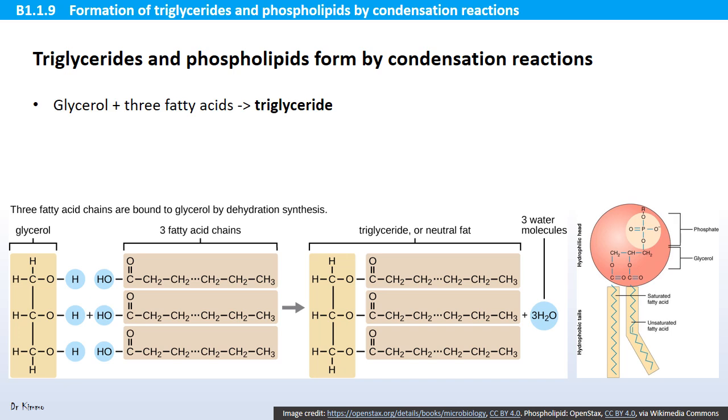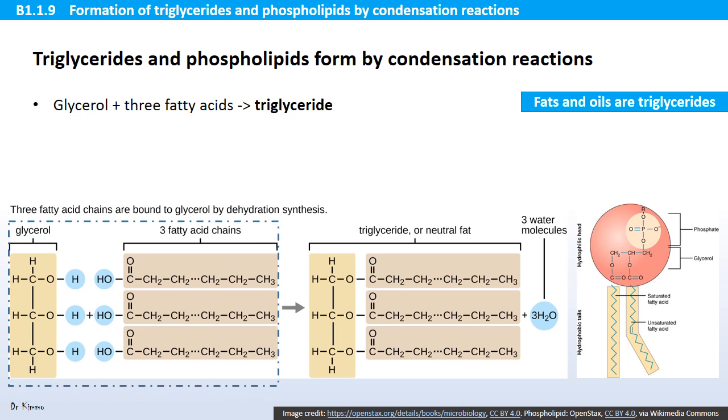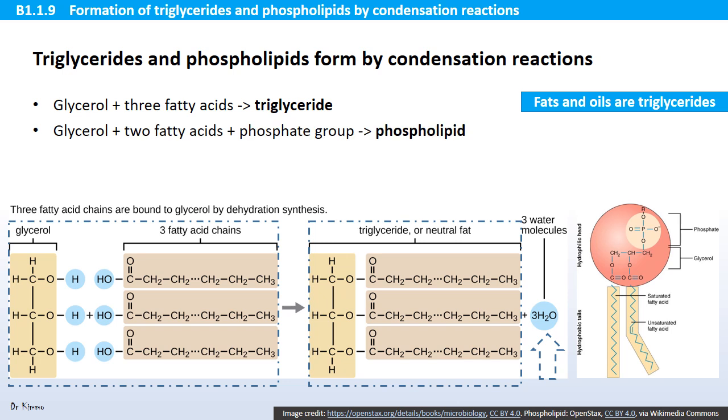Glycerol and 3 fatty acids form a triglyceride. Fats and oils are triglycerides. They are formed by condensation reactions, which is illustrated in the figure below. To the left, you see glycerol and 3 fatty acid chains, and they link together to form a triglyceride. And as you may have guessed, water is released. Glycerol, 2 fatty acids, and a phosphate group form a phospholipid, to the right.